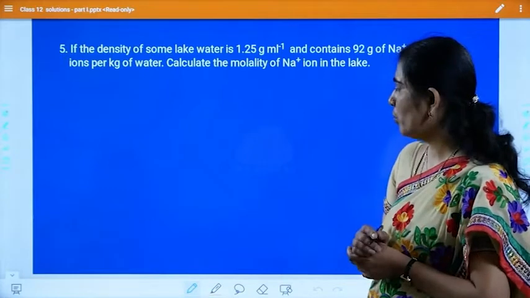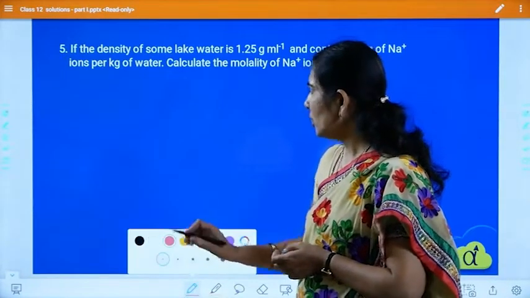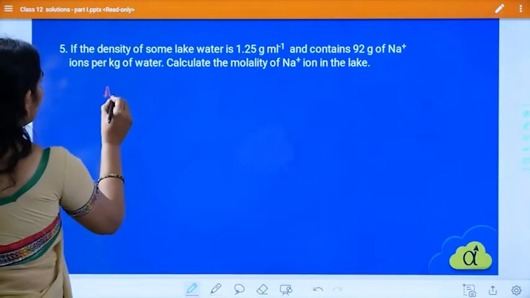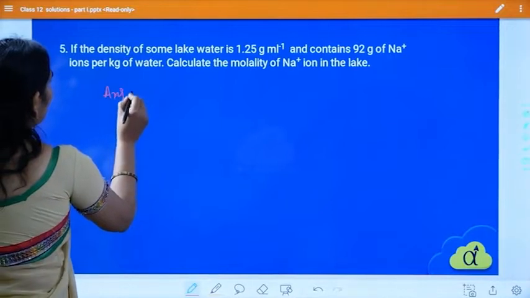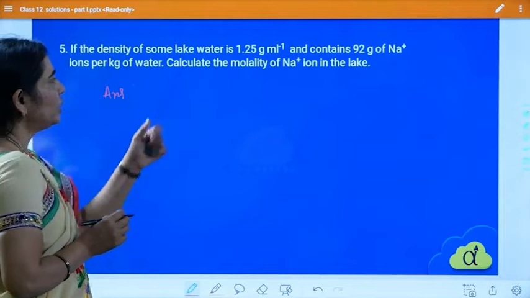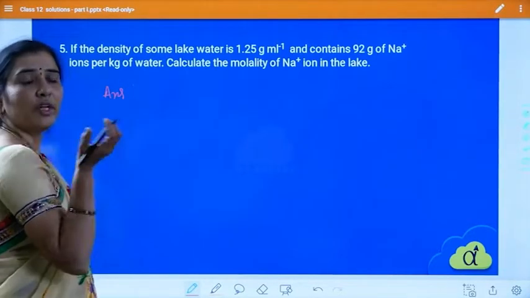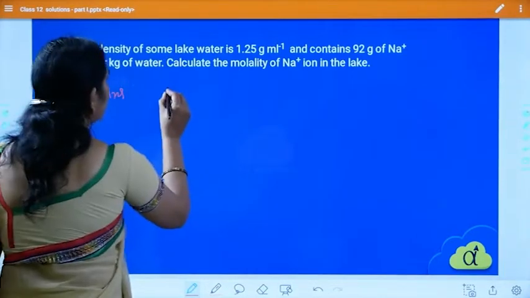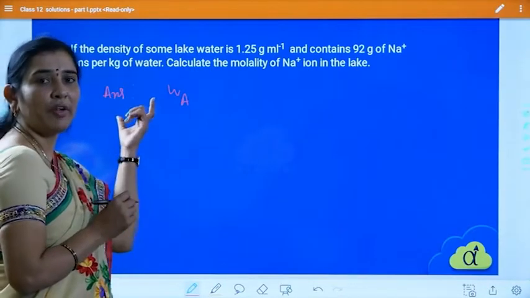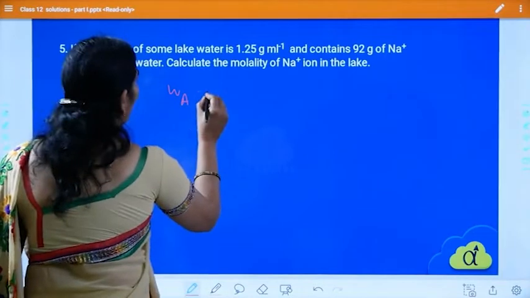Let me solve this problem. See what is given, first you note down. Students, different types of numericals will be asked, so I am giving the solution for how to solve this numerical. Lake water: what is the weight of the solute, WB? And what is the weight of the solvent, WA? Solvent is water.